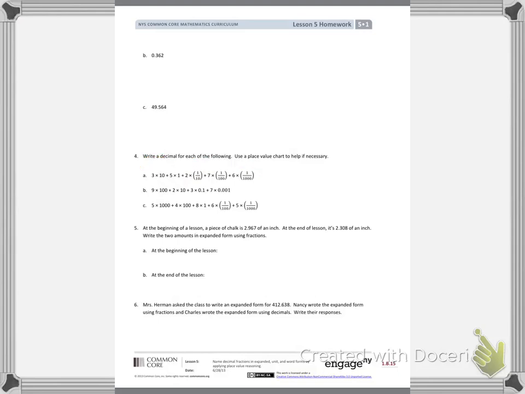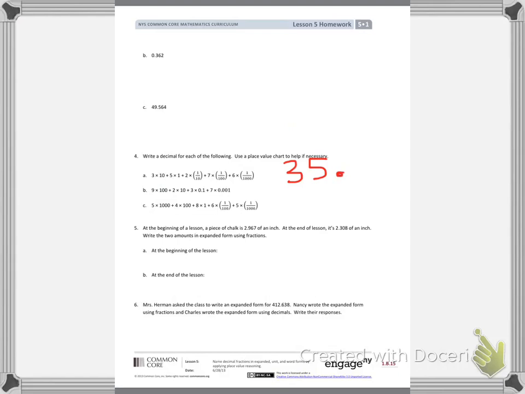Reading from left to right, knowing I'll be dealing with whole numbers first, I read 3 times 10, which is 30, plus 5 times 1, which is 5, becomes 35. This is my whole number.